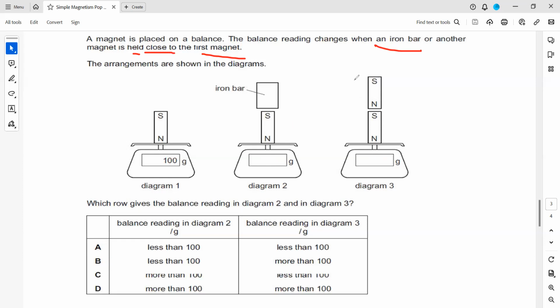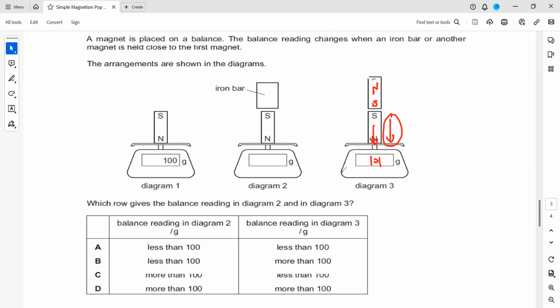And what if it was like this, with like poles there? Say we have a south and north. Like poles repel each other. So the weight of the bar magnet is already acting downward, and the magnetic force is also downward. So the reading will be more than 100. Any number, but more than 100.